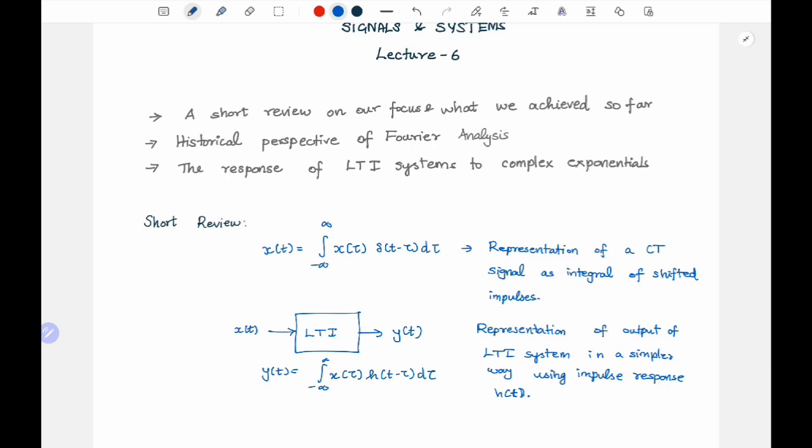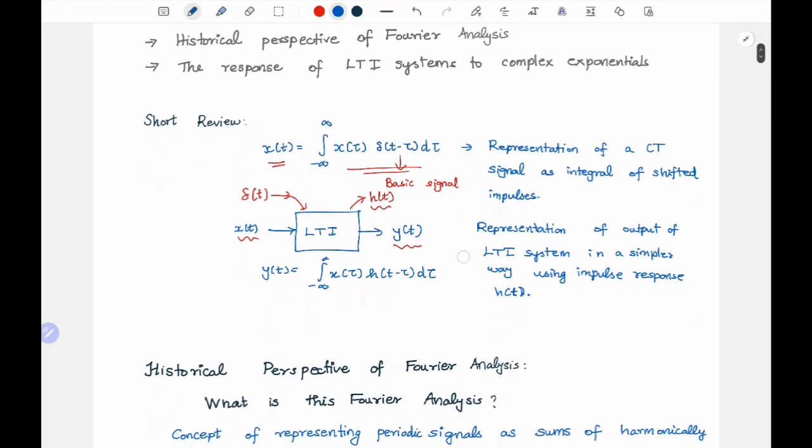So what is our main idea here? Our idea is we are first seeing a representation of any signal in terms of some basic signals, right? And then it is just sufficient if we just know what is the response of this basic signal to an LTI system. Using that, we can actually represent the entire output y of t in terms of the basic signal's output and the input x of t. So now, as Fourier analysis, what we are going to see? This we will see in the next thing.